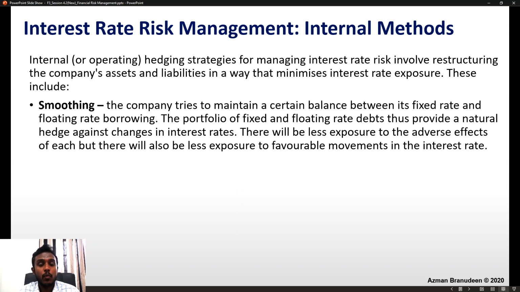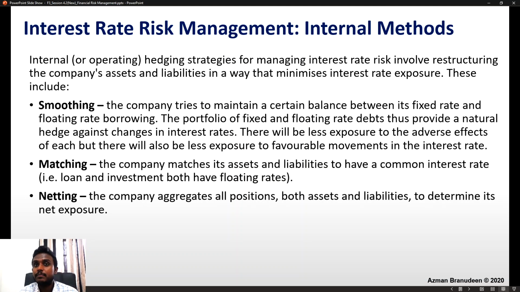These include: 1. Smoothing. The company tries to maintain a certain balance between fixed and floating rate borrowing. So you have a mix of both, a mix of fixed and floating rate. The portfolio of fixed and floating rate debt thus provides a natural hedge against changes in interest rates. There will be less exposure to the adverse effects of each, but there will also be less exposure to favorable movements. Fair enough, because you have a mix.